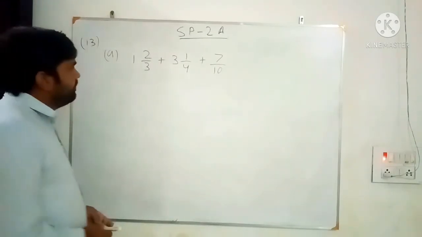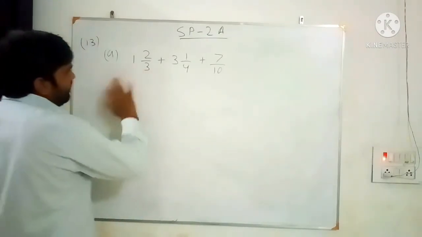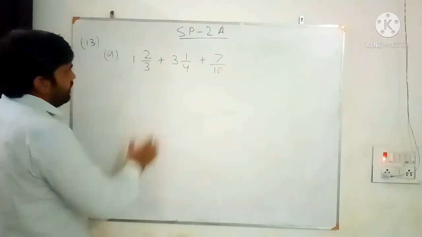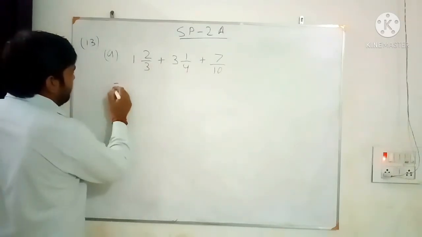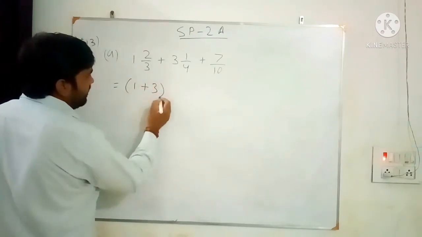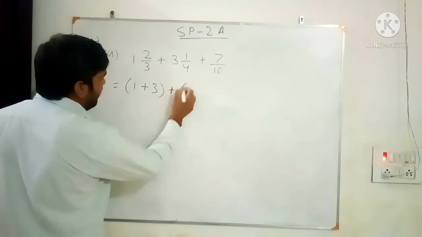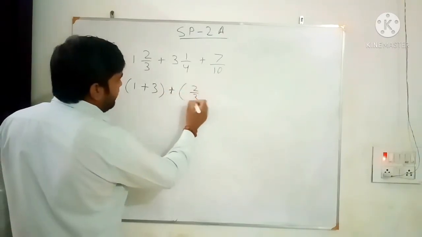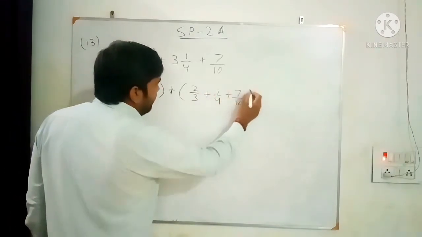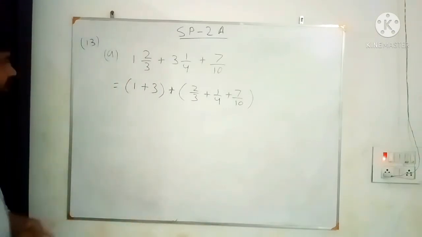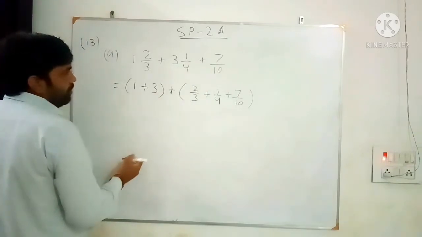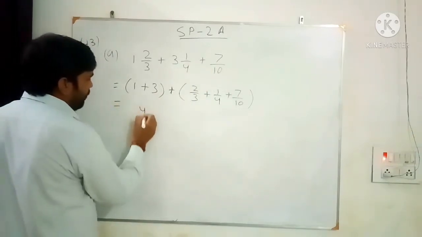Now see how we do this. See, this is a mixed fraction, this is a mixed fraction, this is a proper fraction. Now one thing we can do, here we can add the mixed numbers in one bracket. Here we will add the mixed numbers: 1 and 3, 1 plus 3. And after that in another bracket we add all the fractions, 2 by 3 plus 1 by 4 plus 7 by 10. All these proper fractions we add in the other bracket. In one bracket we add the mixed numbers. Here the mixed number is nothing, 0. So now see, 1 plus 3 gives you 4.